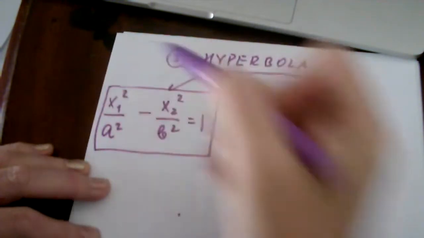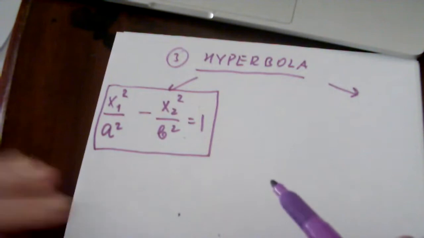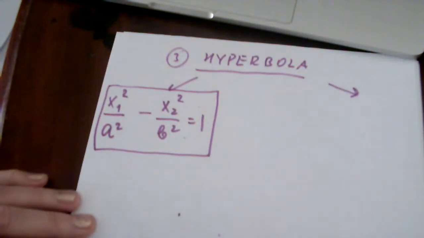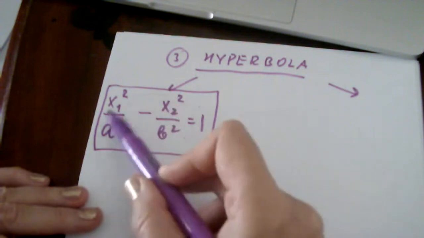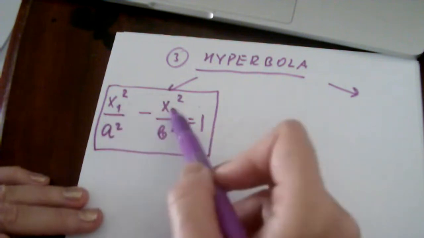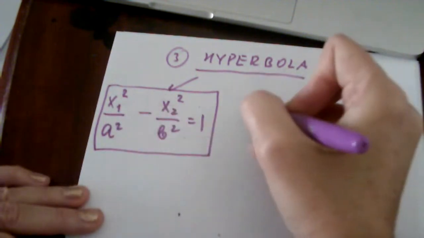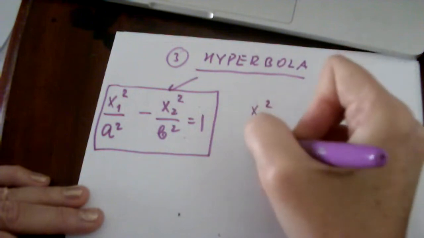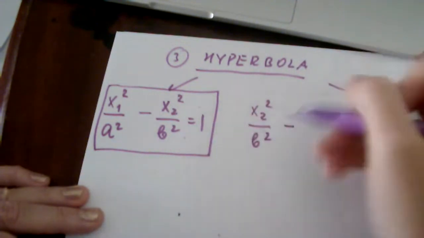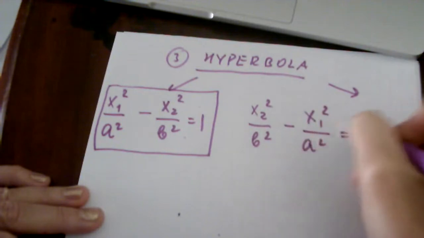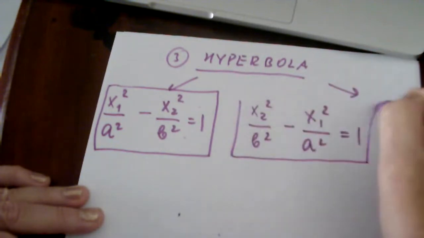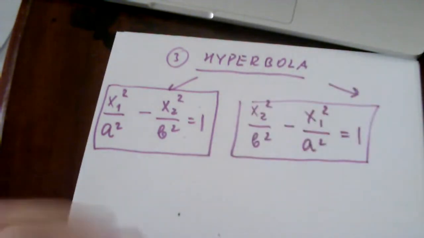Immediately the curve becomes absolutely different. And what about the second equation? The second equation actually looks pretty similar to this, but in the left-hand side the terms just get swapped. So x2 squared divided by b squared goes to the first place, and this term will be the second one. So this is the difference between these two canonical equations.